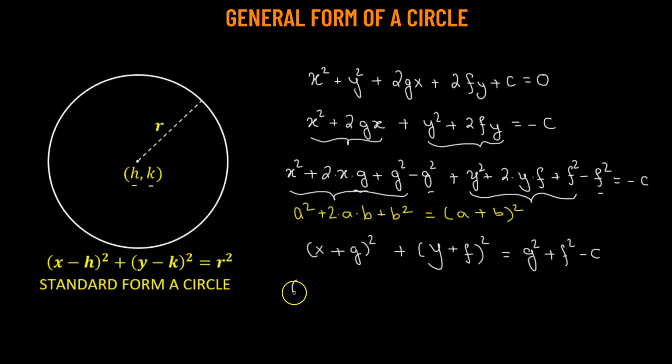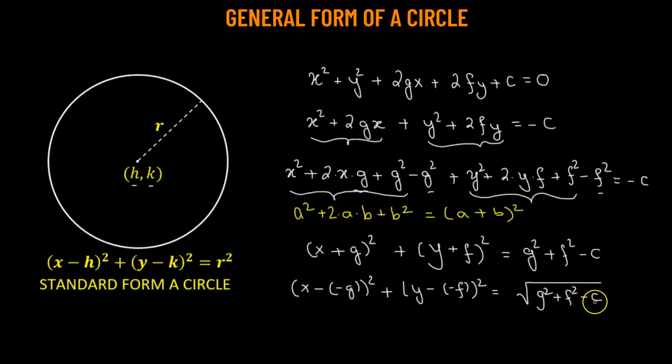Now let's finally write it in a more suitable form. We have x plus g, which we can also rewrite as x minus of negative g, whole squared, plus y minus of negative f, whole squared, equals g squared plus f squared minus c. That's the constant term, but we don't have the square root here, so to get rid of it, we'll take the square root.